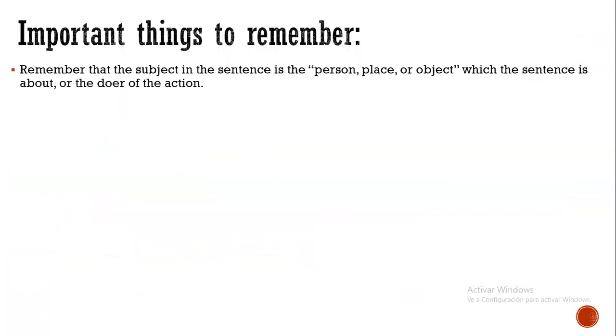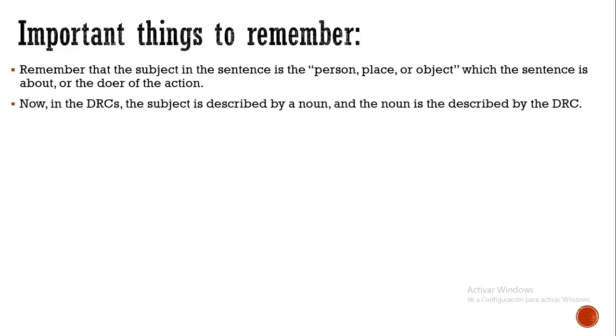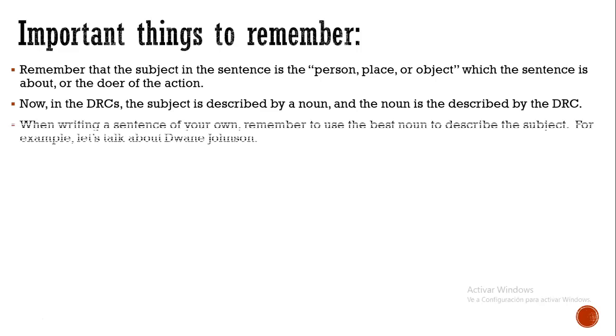Important things to remember. Remember that the subject in the sentence is the person, place, or object which the sentence is about, or the doer of the action. Now, in the DRCs, the subject is described by a noun, and the noun is described by the DRC. This is why we have three different parts in the sentence. When writing a sentence of your own, remember to use the best noun to describe the subject.